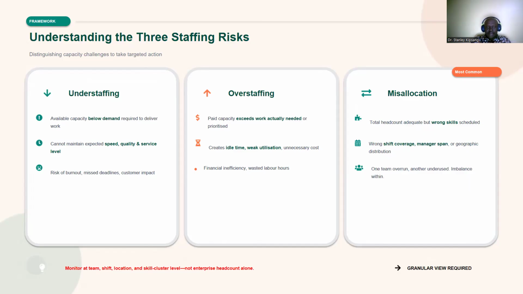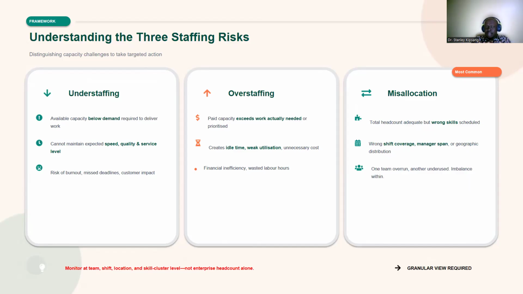The other aspect is overstaffing. Here we are talking about having excess manpower, paid capacity exceeding what is actually needed. This creates a lot of idle time, weak utilization, and unnecessary labor cost. Organizations that are overstaffed will end up paying more in labor cost, ultimately affecting their financial capabilities. You have wasted labor hours because you have so many people who do nothing within the organization.